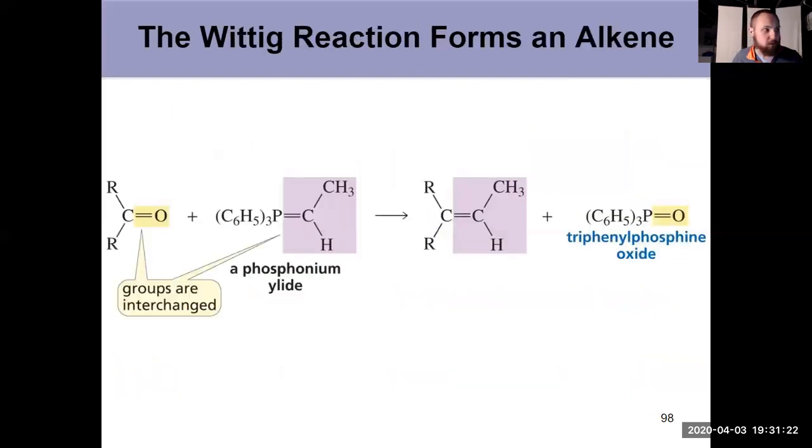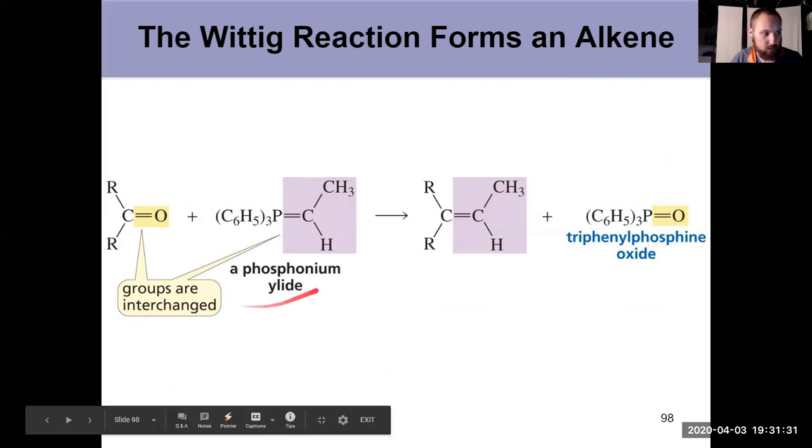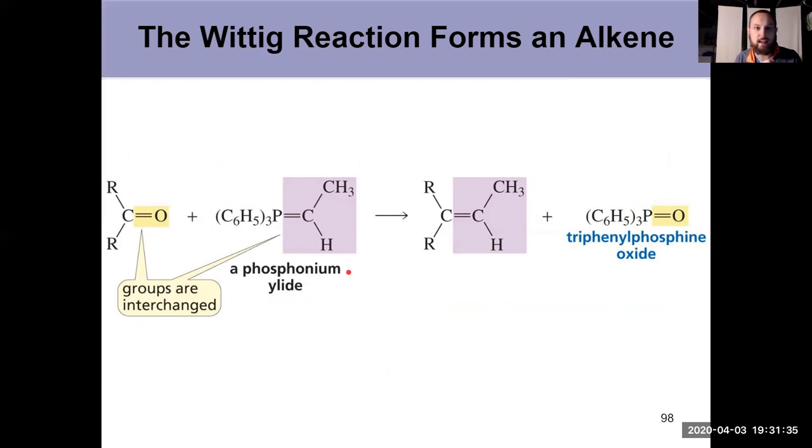Another important named reaction, the Wittig reaction. The Wittig reaction takes a ketone or an aldehyde with this guy, which is known as a phosphonium ylide, and it forms an alkene. So an aldehyde or a ketone reacting with a phosphonium ylide to form an alkene.